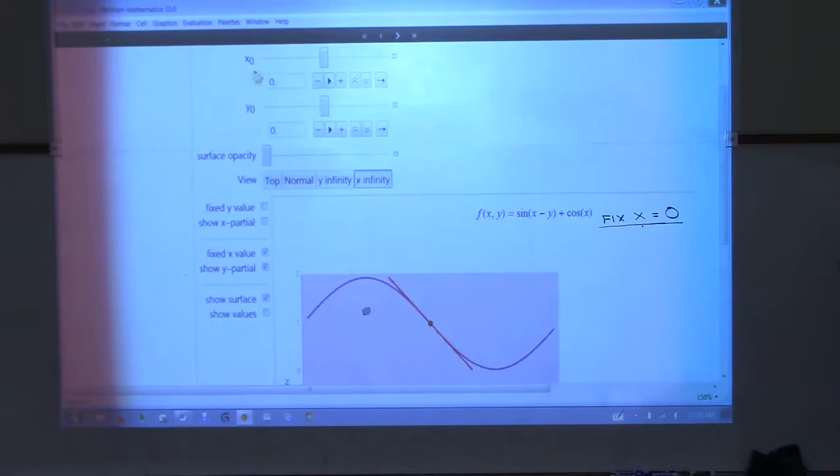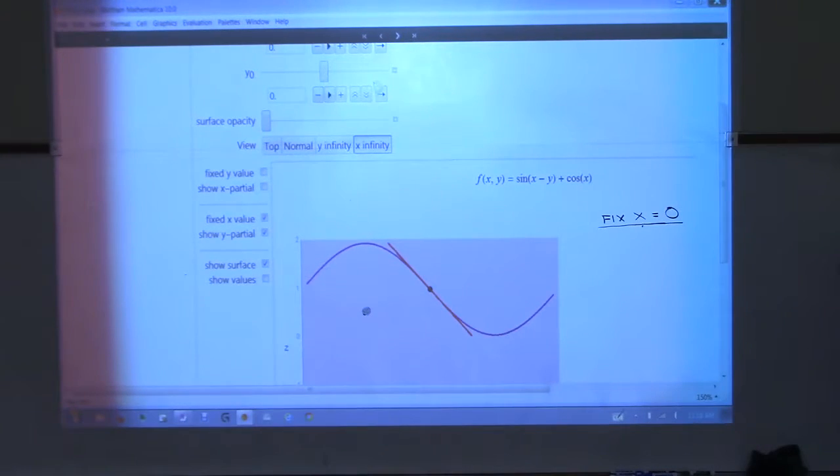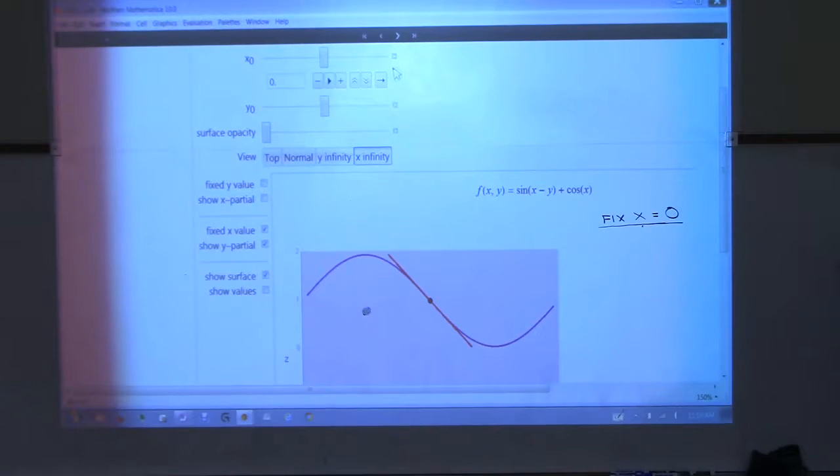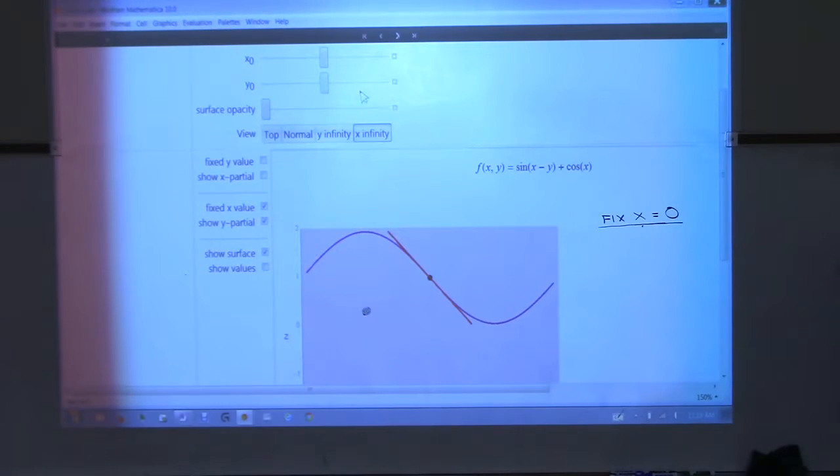Let me close this one. Let me close that one. If I change the value of y, what's going to happen? It's going to just move this along the curve, right? That's all that's going to happen.